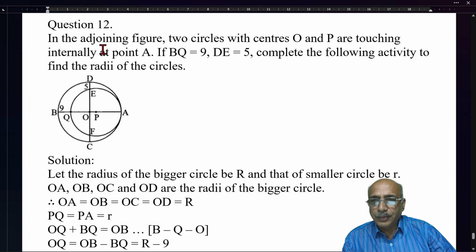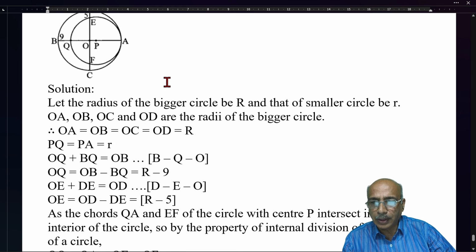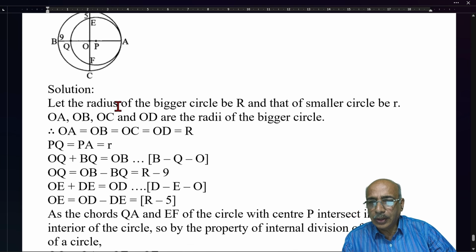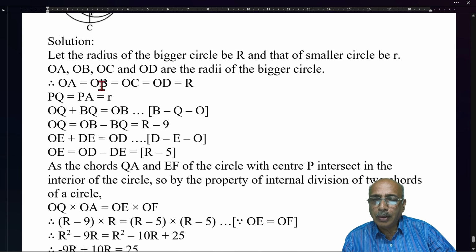Question 12. In the adjoining figure, two circles with centers O and P are touching internally at a point A. Internal tangent there. If BQ equals 9, DE equals 5, complete the following activity to find the radii of the circles. So here you see two circles are tangent to each other. Here I am reading out the whole problem. Please see. Put the boxes. Wherever boxes are given, don't forget to put them.